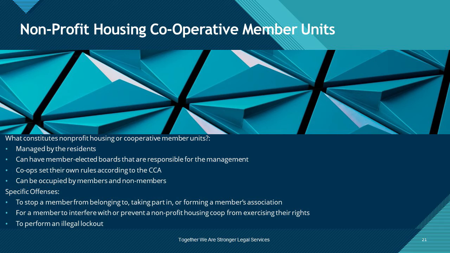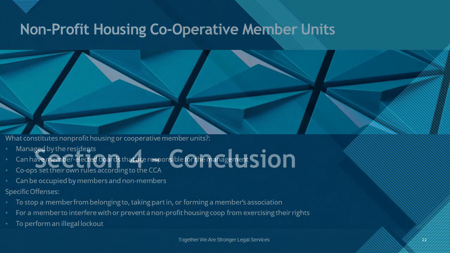Offenses for nonprofit housing co-ops include stopping a member from belonging to, taking part in, or forming a members' association. It's also an offense for a member to interfere with or prevent a nonprofit housing co-op from exercising their rights, such as filing an application under the Act or taking part in hearings. And finally, it's an offense to take possession of a member unit without following the rules specified under the Residential Tenancies Act or the Cooperative Corporations Act.